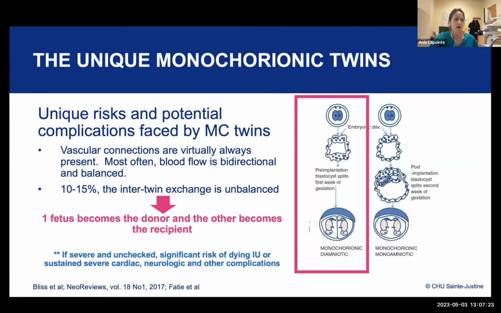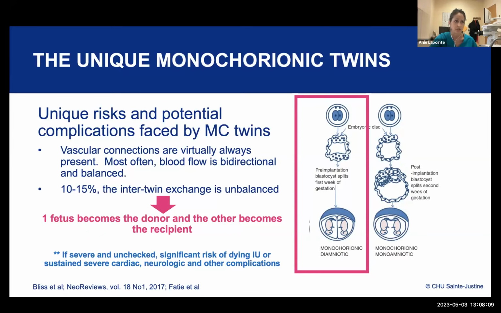Monochorionic placentas are fascinating. About one in five twin pregnancies are monochorionic diamniotic. For the rest of the presentation, let's say mono-di pregnancies. Mono-di placentas always share vascular anastomoses, and blood flow through these placental anastomoses is bidirectional and normally balanced. When intertwin exchange is more than 10 to 15% unbalanced, one fetus becomes the donor and the other becomes the recipient. That's the start of the TTTS presentation.